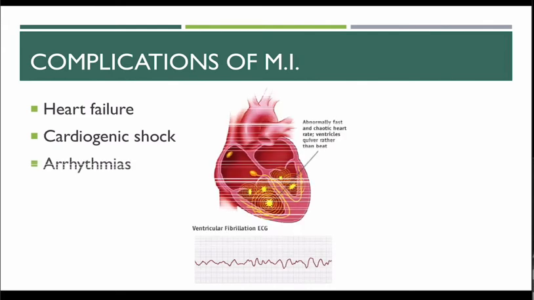The next really, really common complication of MI, in fact, 90% of patients who have a myocardial infarction develop some type of a rhythm disturbance, is that they develop an arrhythmia. You see even more of this when someone has a STEMI versus a non-STEMI, but this is something that everybody is monitoring for once you've had a myocardial infarction.